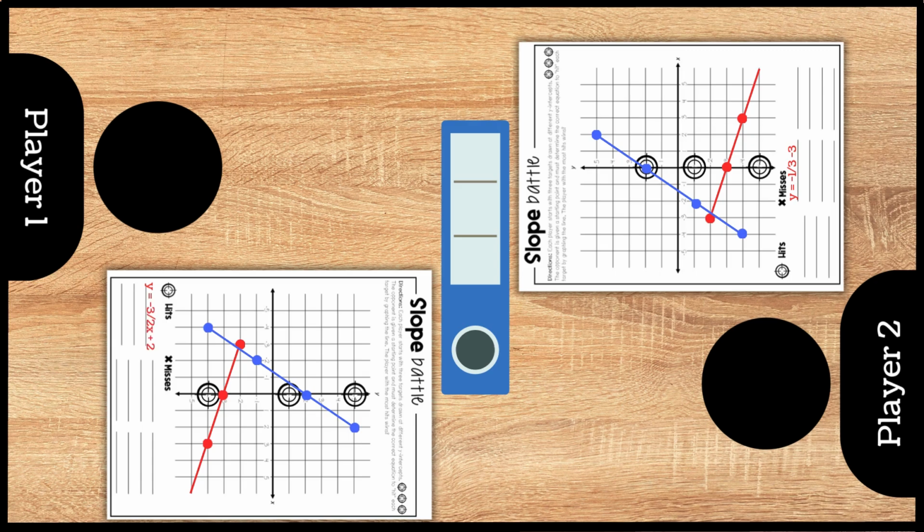The first player to hit all 3 of their opponent's targets will win.